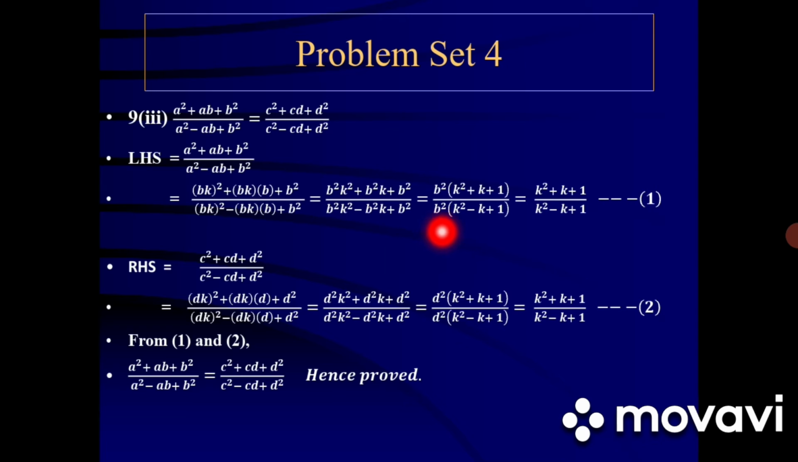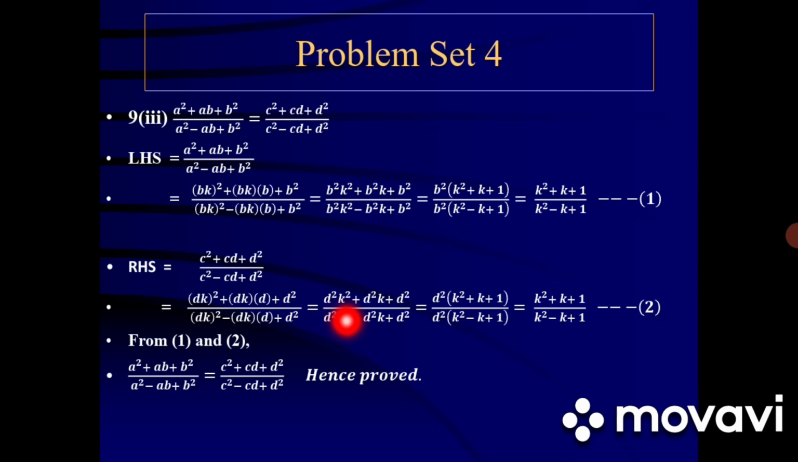Eliminating B square, we get K square plus K plus 1 upon K square minus K plus 1. Let this be 1. Right hand side is equal to C square plus CD plus D square upon C square minus CD plus D square. Here C is equal to DK. So this is equal to DK the whole square plus DK into D plus D square upon DK the whole square minus DK into D plus D square.